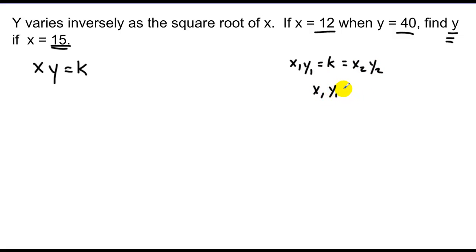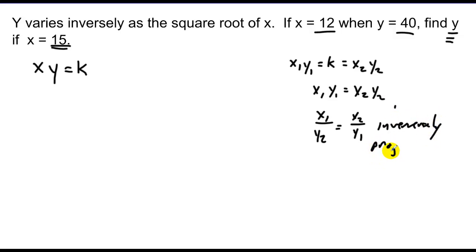Notice it's not proportional necessarily, but if I was to divide the y's on either side, you'd notice x1 over y2 is equal to x2 over y1. They call that inversely proportional. I'm not a big fan of writing the inverse proportion because I find people mess that up all the time. I'd rather use this notation.